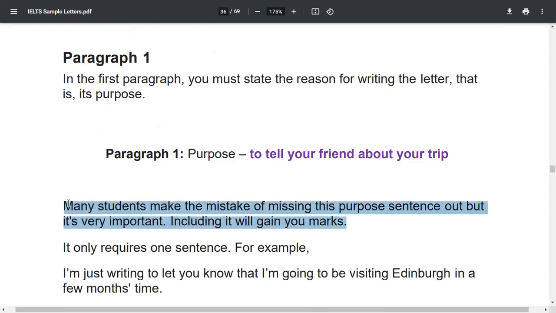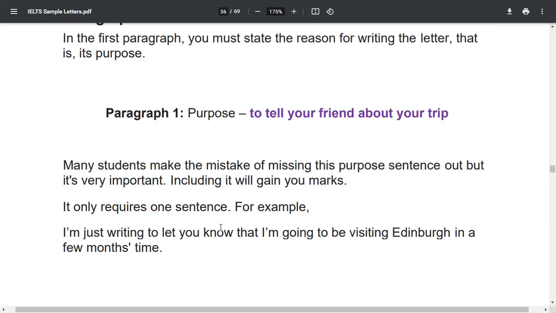So that's the purpose sentence, which is paragraph 1. I'm just writing to let you know that I'm going to be visiting Edinburgh in a few months' time, okay? So as you can see, it's short. It doesn't have to be that long, okay?